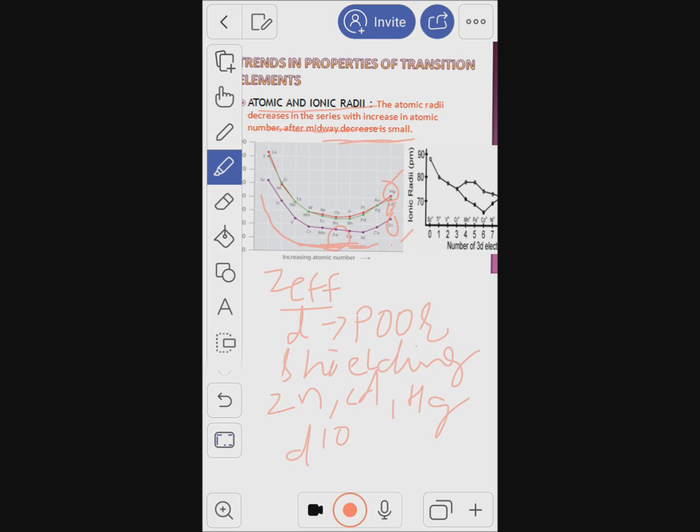And in case of the second and third transition series, as you can see here, they have almost the same atomic radii and ionic radii. This is due to the lanthanide contraction or the poor shielding effect of d and f electrons, and the lanthanide contraction.